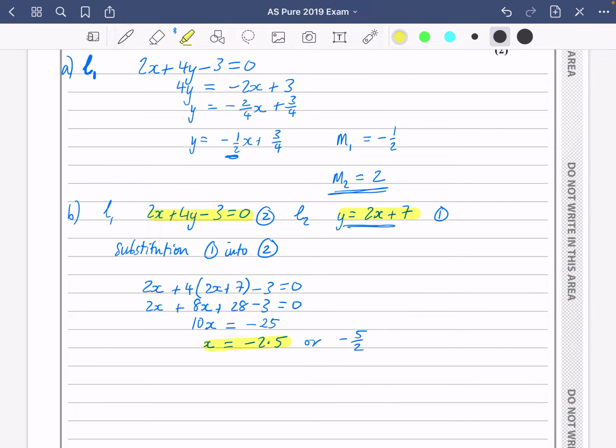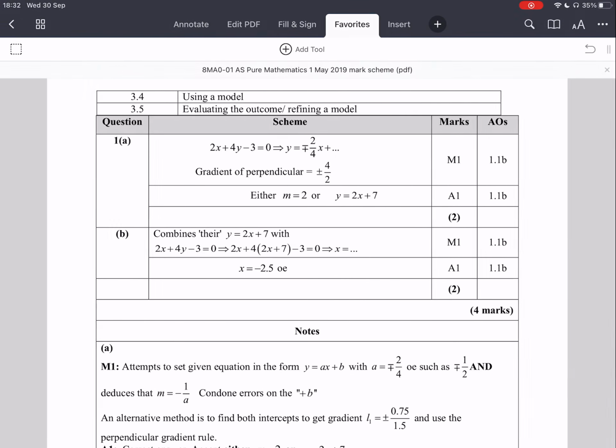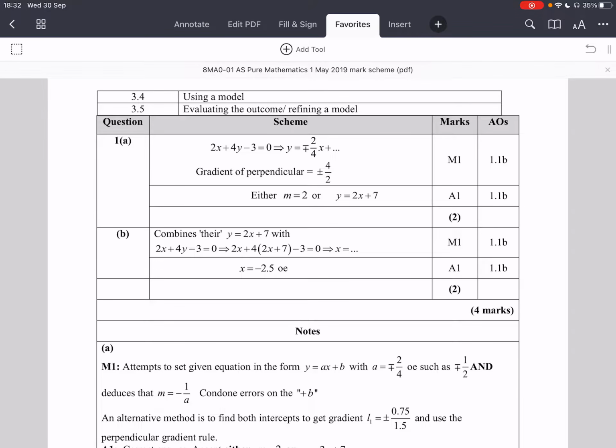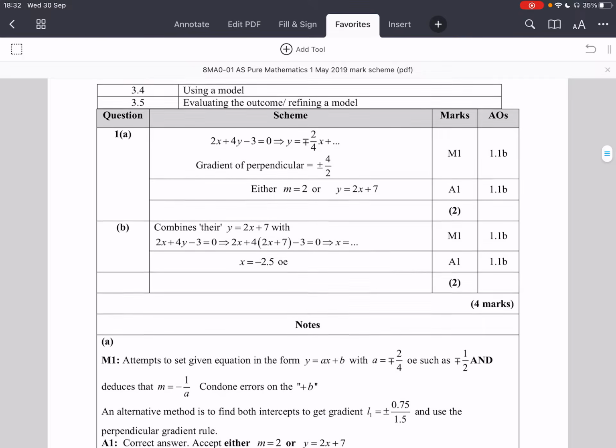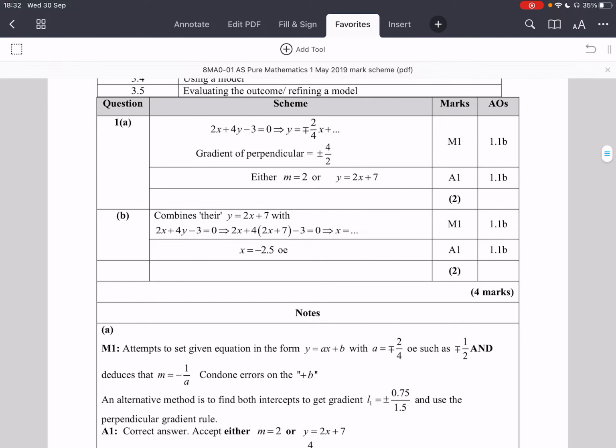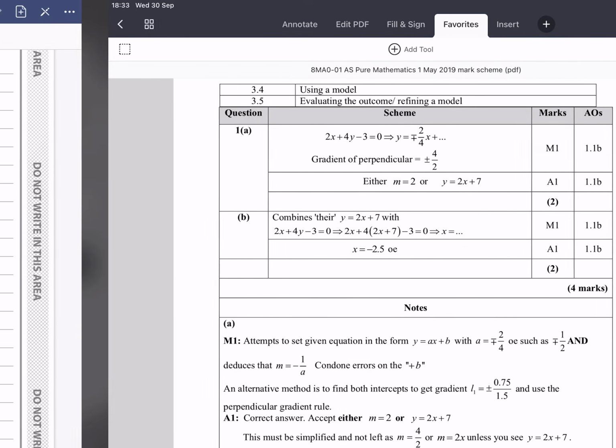So I'm just going to compare this to the mark scheme. For the first part here, you can see that we've got the gradient as 2, and for the second part we see that x is equal to minus 2.5. Pretty simple for the first question that we have there.